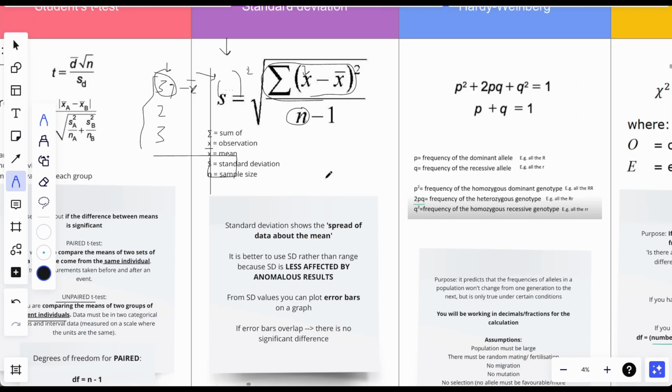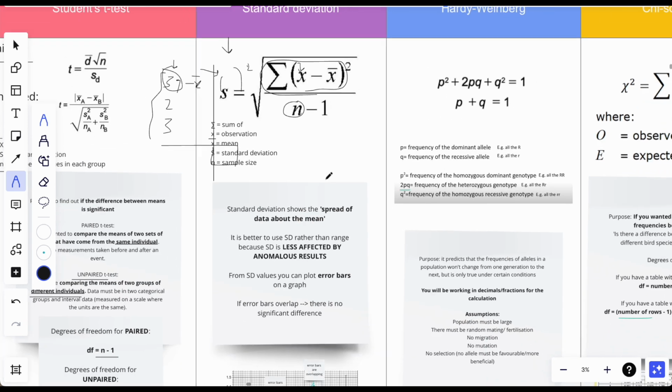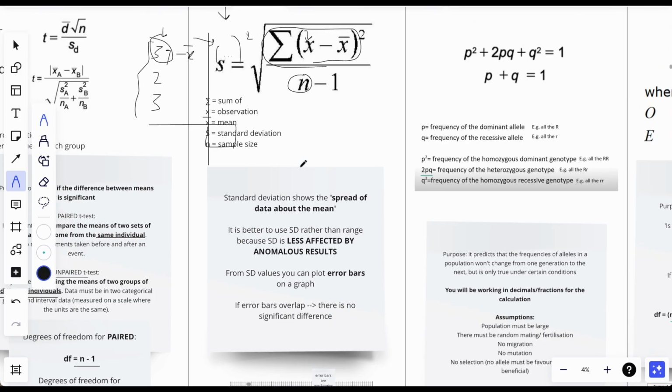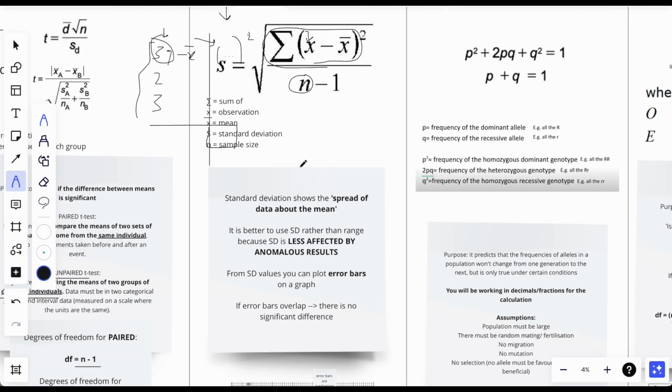Okay? Now, as I said, exams love this, and the stuff I wrote is to the mark scheme. So anytime you get a question about standard deviation, not gonna lie, you're probably gonna get a mark to define what standard deviation means in the first place. So it basically shows the spread of data about the mean, okay?